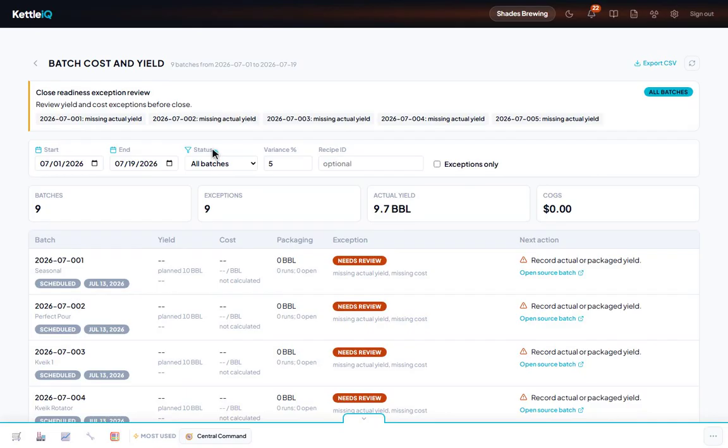Instead of relying on the recipe's original estimate, you end with actual cost per unit confirmed and any recipe with a recurring gap flagged for a closer look.